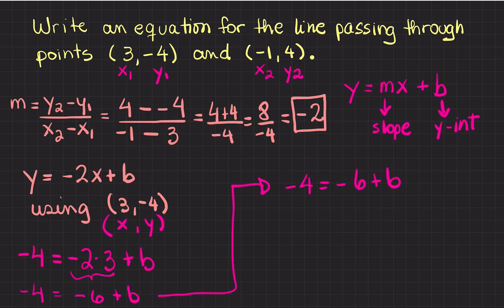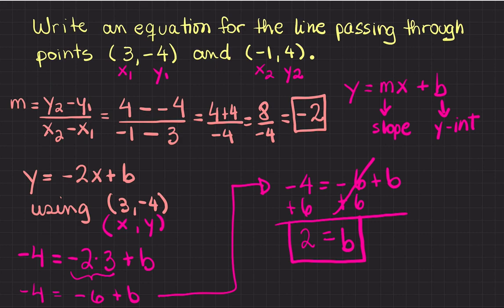In order to find b, I need to get rid of this negative 6. As always, I'm going to do the opposite operation, so plus 6 on both sides. On the left side, I have negative 4 plus 6, which is 2. Minus 6 plus 6 cancels out, and all I have left is b on the right side. So b is equal to 2.